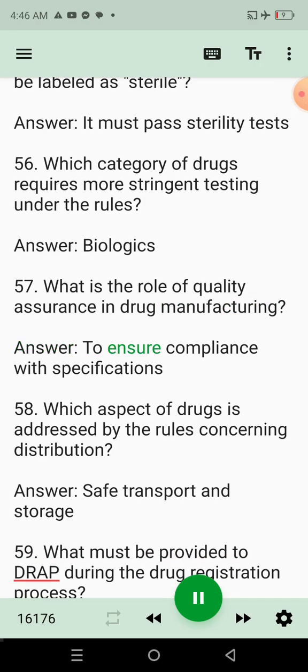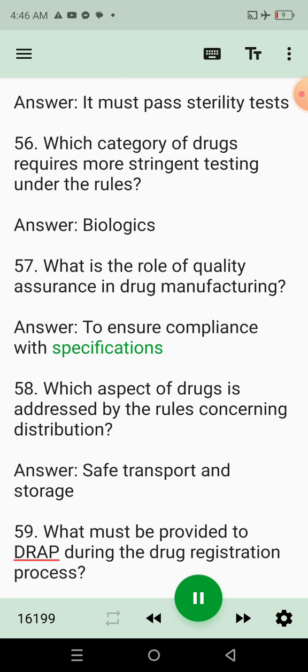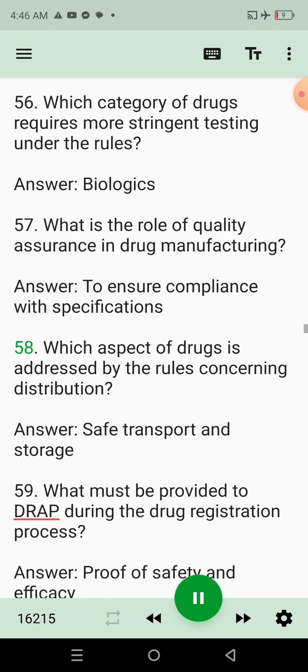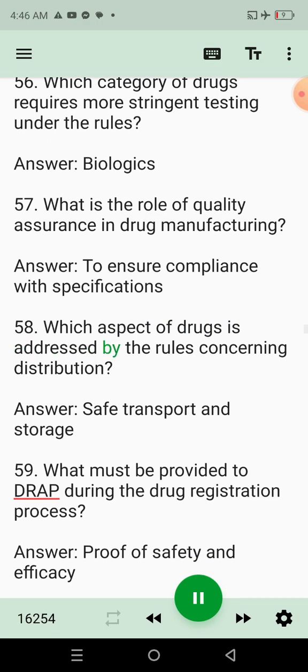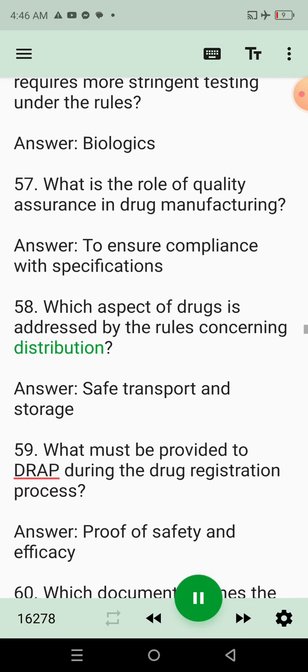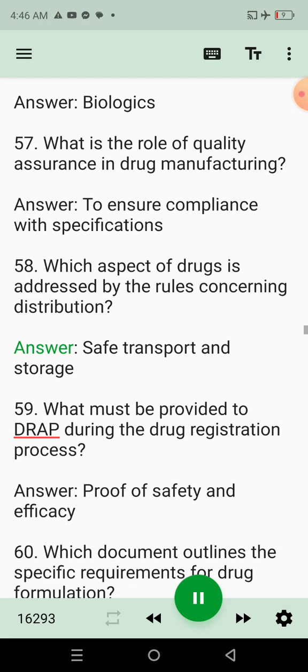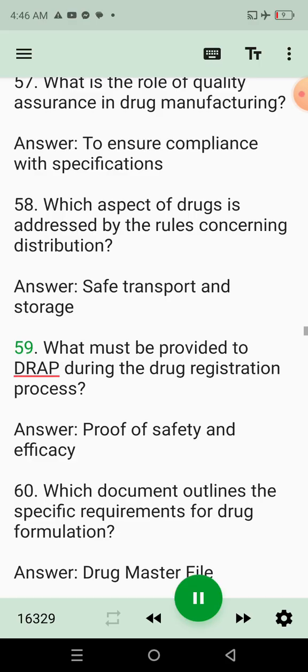Answer: To ensure compliance with specifications. 58. Which aspect of drugs is addressed by the rules concerning distribution? Answer: Safe transport and storage.